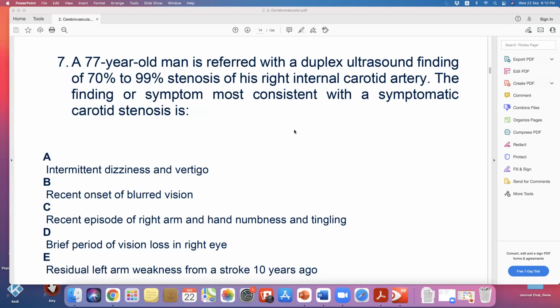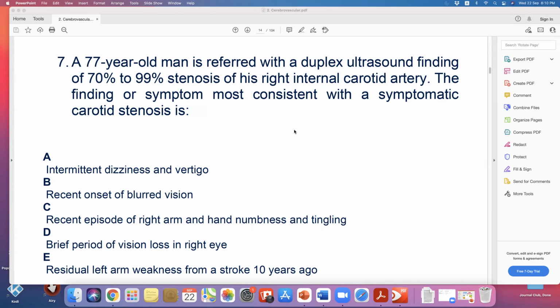Recent onset of blurred vision. Okay. Also no. Let me see. Now, why is it a carotid stenosis? What's the symptom of carotid stenosis? It could be like ophthalmic TIA. Yeah, this is blurred vision, right? This is a TIA. This is ophthalmic. So this could be correct. Okay. Yes.